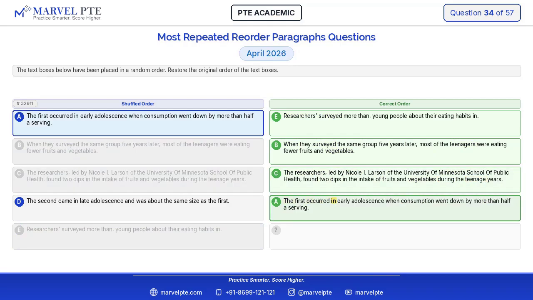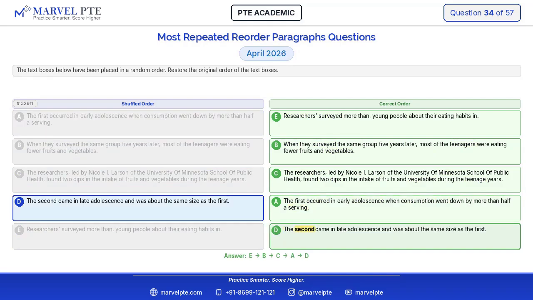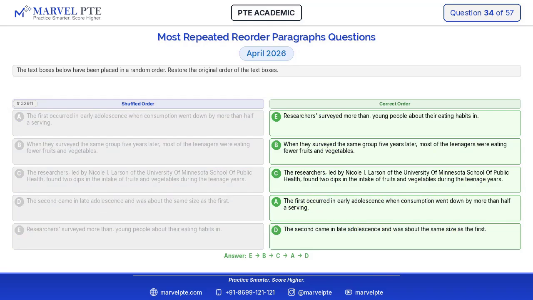The first occurred in early adolescence, when consumption went down by more than half a serving. The second came in late adolescence and was about the same size as the first.